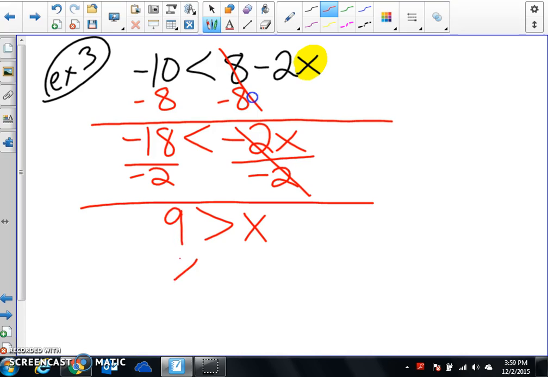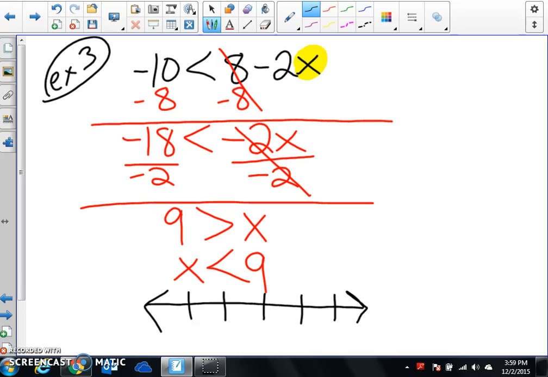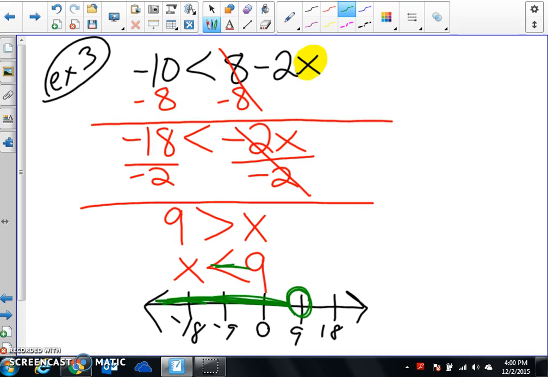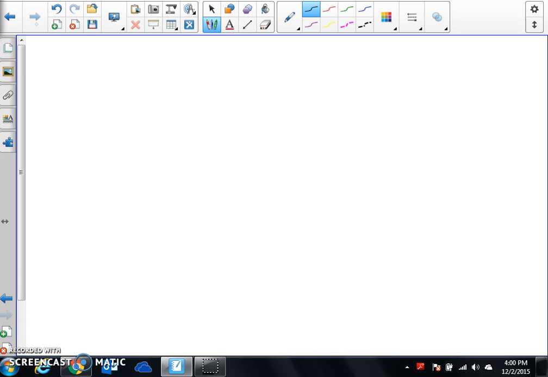I want my variable on the left, so I go ahead and flip it. Over here, the alligator's eating the 9, so I want the alligator eating the 9 over there as well. All right, 0, 9, 18, negative 9, negative 18. I go to 9. It's an open circle, and then the variable's on the left over here, so I follow this arrow. All right? Once again, it's the exact same thing, just now you have 2 steps instead of 1. Here are your practice problems. You are going to solve and graph all of them.